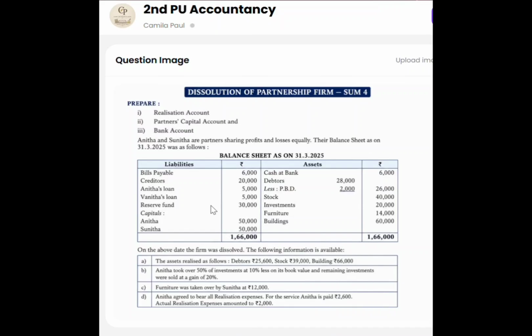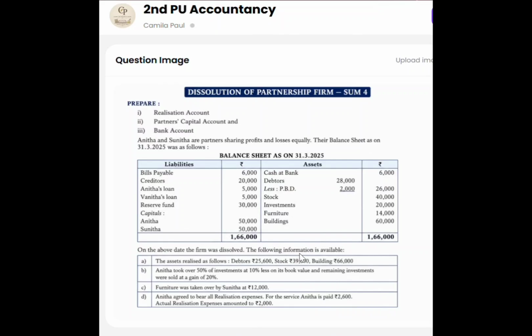Reserve fund will go to the partners' capital accounts, and the capitals will go to the capital accounts of the partners as the opening balance. Now in the assets, except cash at bank, all these assets, that is debtors, stock, investments, furniture and buildings, will have to be closed and realized. So we write them on the debit side of the realization account, and the realized amount will be given in the adjustments. Now the adjustments given below the balance sheet are as follows.